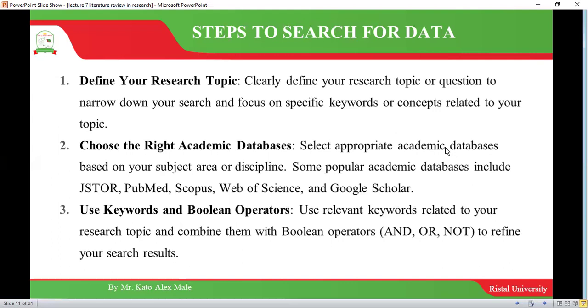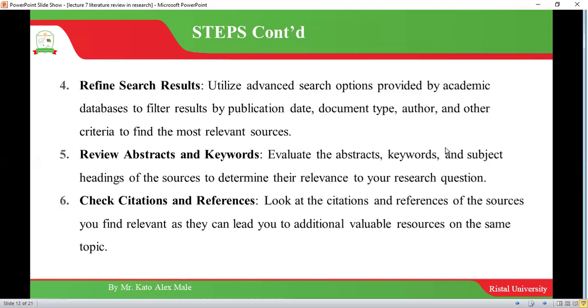Then number 3, use the keywords and Boolean operators. This wants you to use relevant keywords related to your topic. I've talked about this, and combine them with Boolean operators, for example, and, or, not. You get it? This helps you to refine your search results. It becomes easy for the data you're searching for to bring out only the essential articles that you wanted to read about.